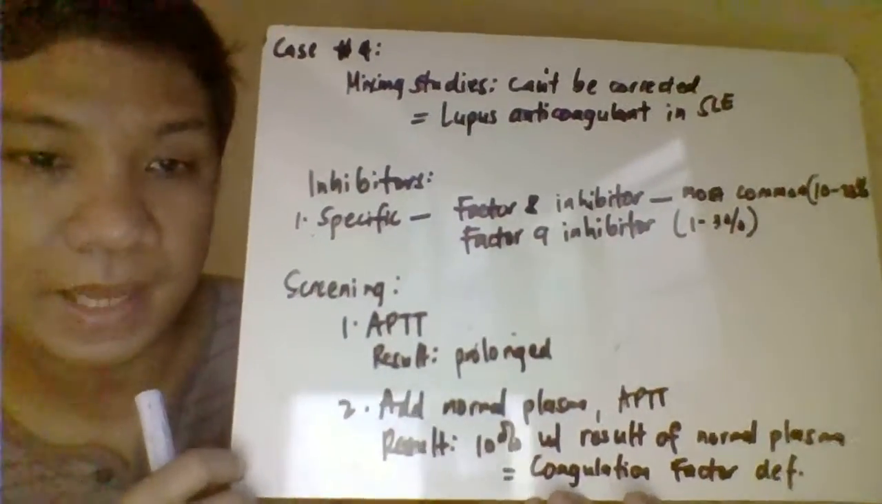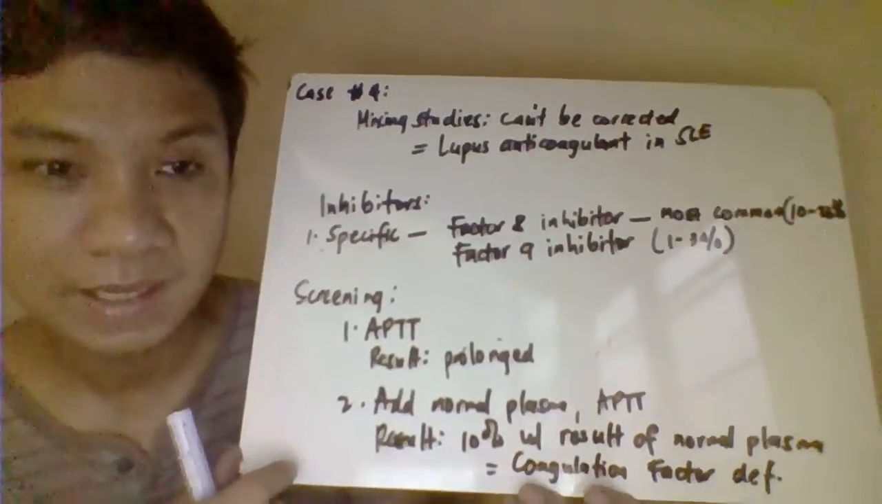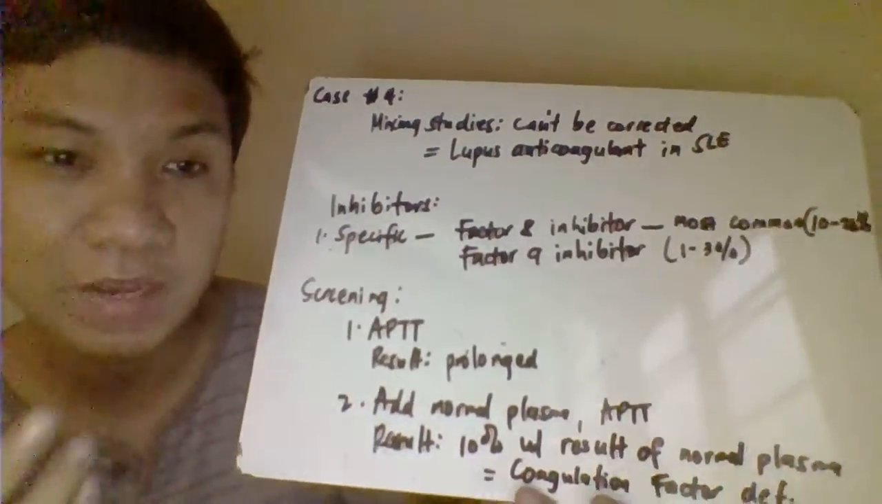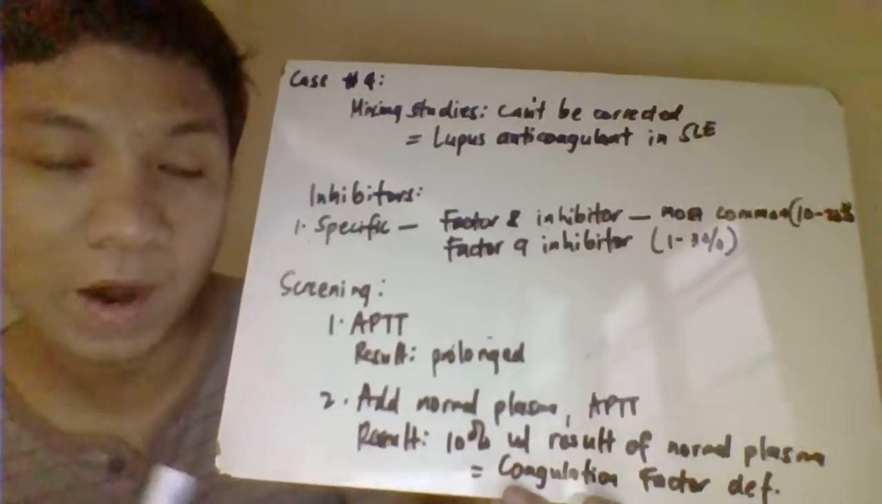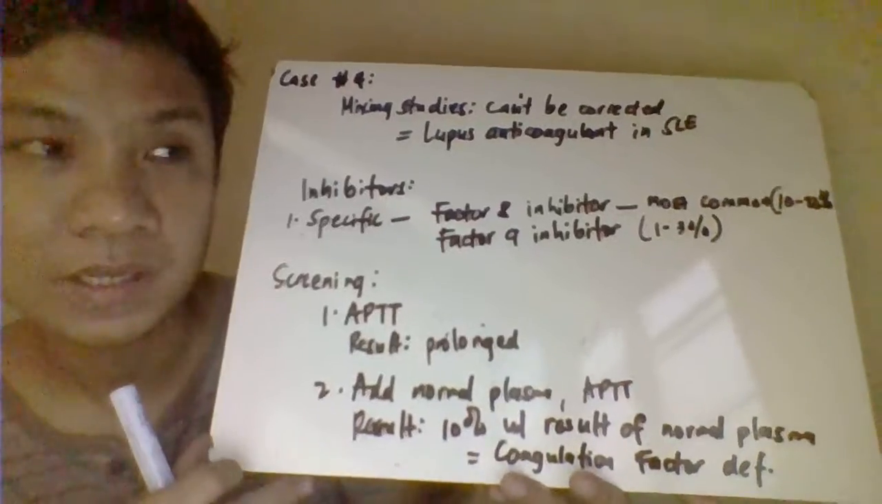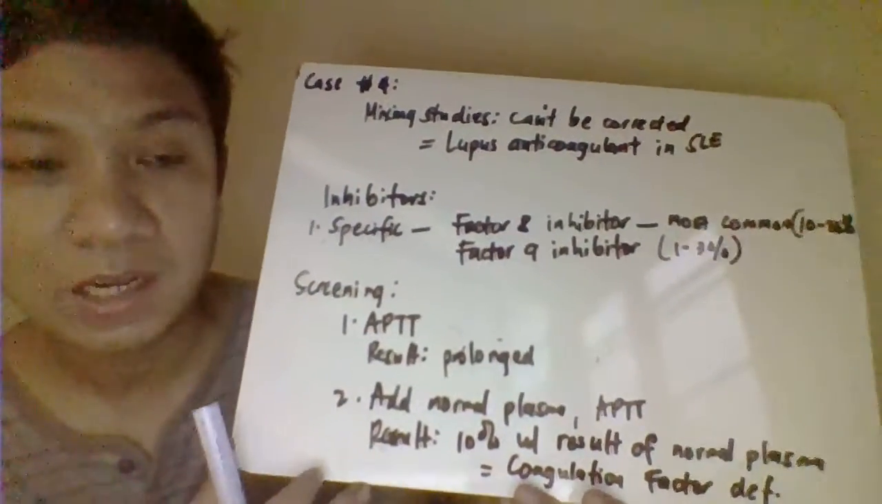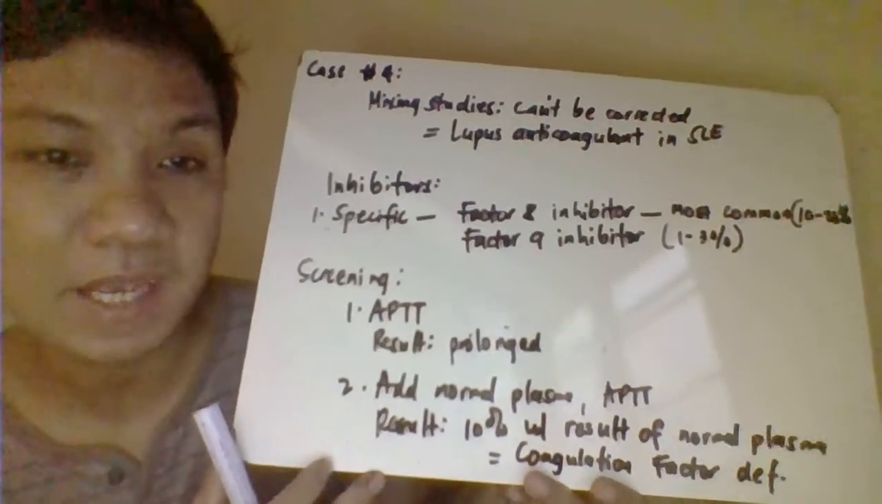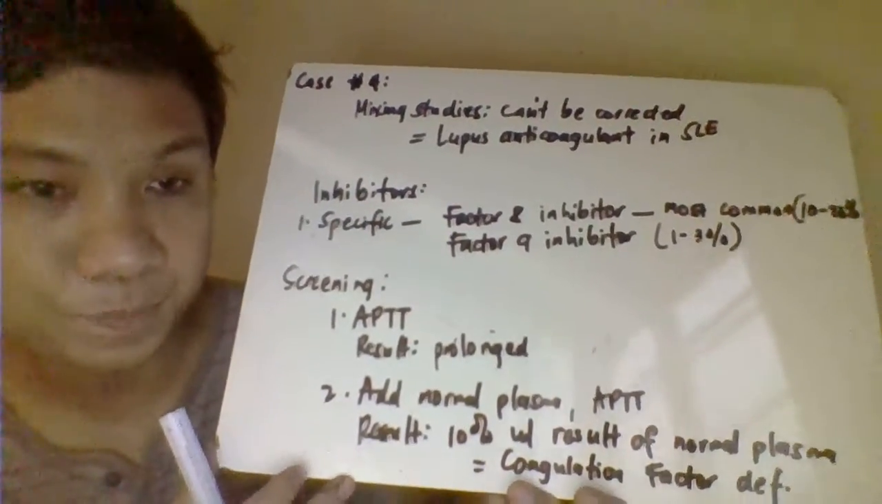Okay, so another case study here. Like for example, you perform your mixing studies, hindi siya na-correct, kahit anong gawin mo, kahit anong i-add na plasma, hindi na-correct, whatever you do here. So, you are considering here the presence of your lupus anticoagulant. Lupus anticoagulant produced by the patient with the SLE or systemic lupus erythematosus.